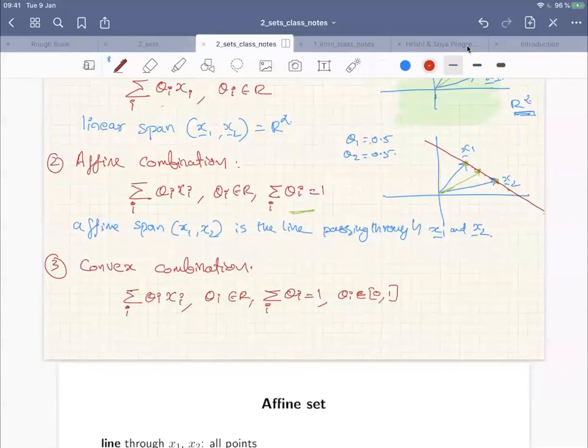Okay, for the affine combination, we could even take a negative value of theta. For example, this is x1, and let's take theta 2 to be negative 1, then that will be a vector like this, and if you add these two, you will get some point here, right? It will again be on this line, but here you cannot take a negative value or a value like 2 or 3. It has to be between 0 and 1. So what will happen here?